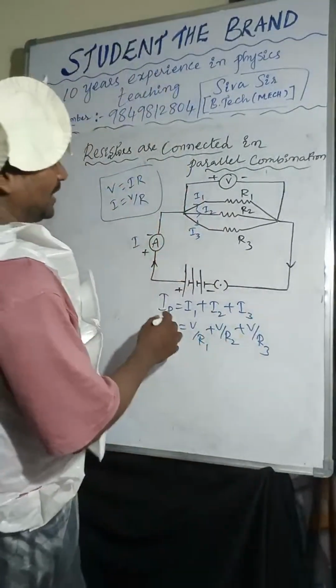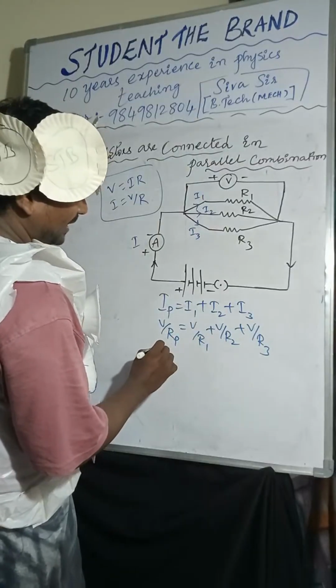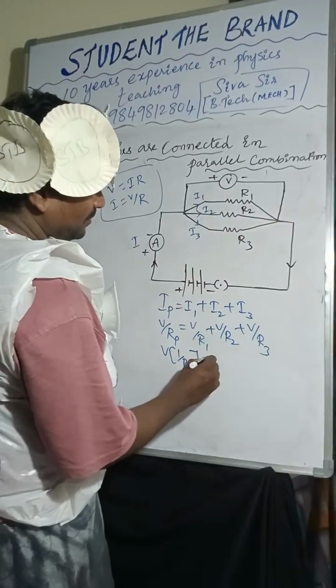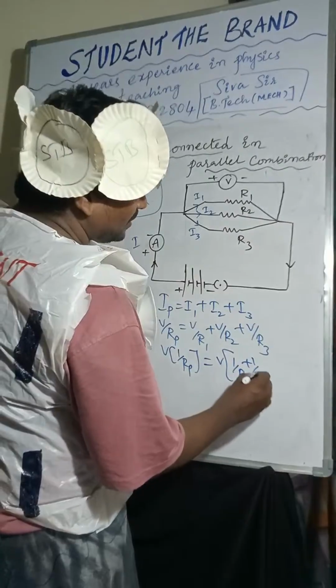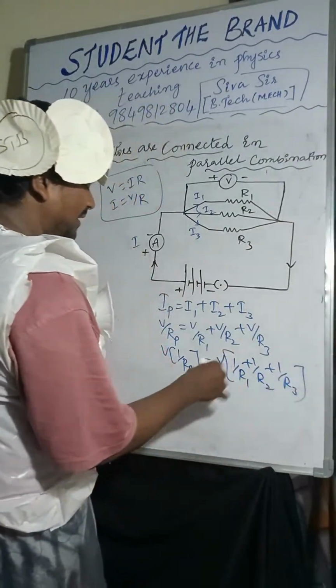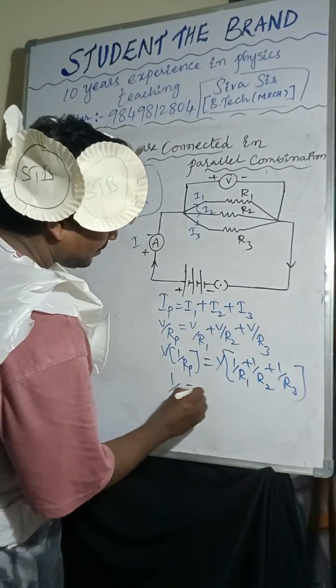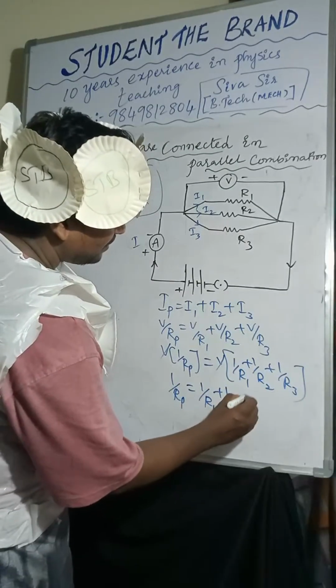Okay, so Ip equal to I1 plus I2 plus I3. So V by Rp equal to V taken common, 1 by R1 plus 1 by R2 plus 1 by R3. Now V gets cancelled. So 1 by Rp equal to 1 by R1 plus 1 by R2 plus 1 by R3.